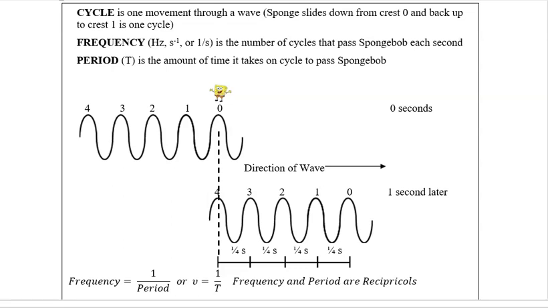Frequency is the number of cycles that pass SpongeBob each second. So SpongeBob is standing still. The wave is moving, and it's moving from your left to your right. So it says direction of the wave to the right. And period is the amount of time it takes one cycle to pass SpongeBob.